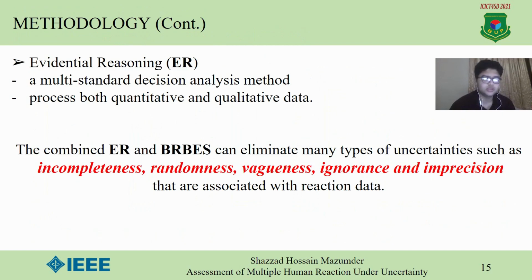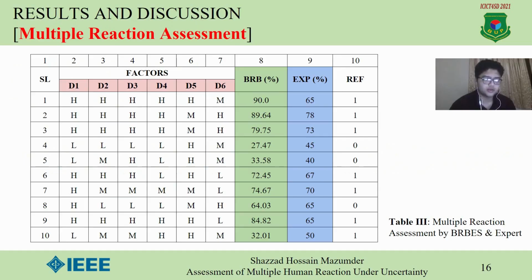Okay, the evidential reasoning is a multi-standard decision analysis method that can process both quantitative and qualitative data. The combination of evidential reasoning and BRBS can eliminate many types of uncertainty, such as incompleteness, randomness, vagueness, ignorance, and imprecision. Okay, now let's move to the result section. We collected 80 data from the social media users whose opinions are here referred to as this expert opinions. For simplification, we are only displaying 10 of them on the slide.